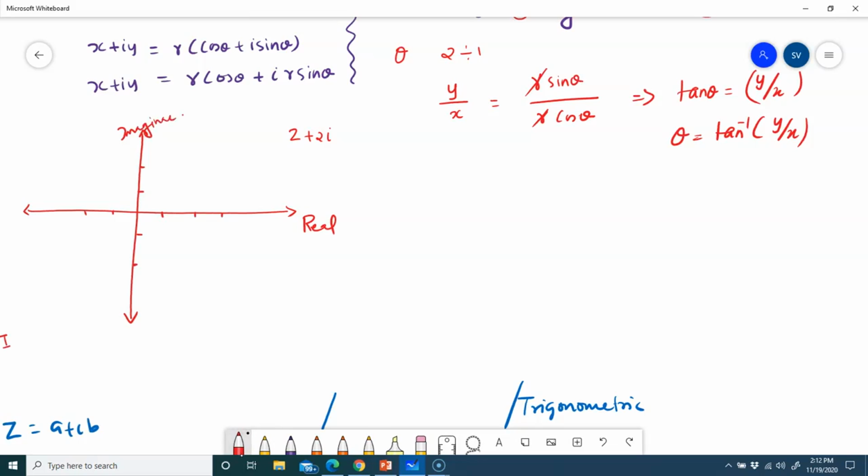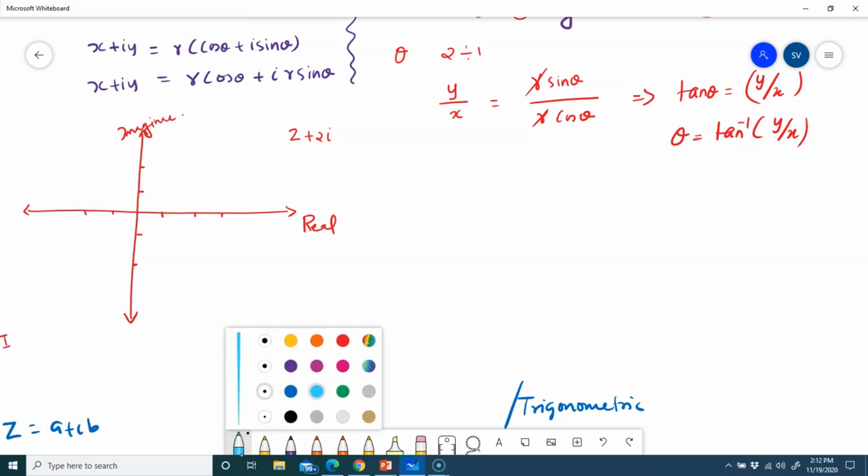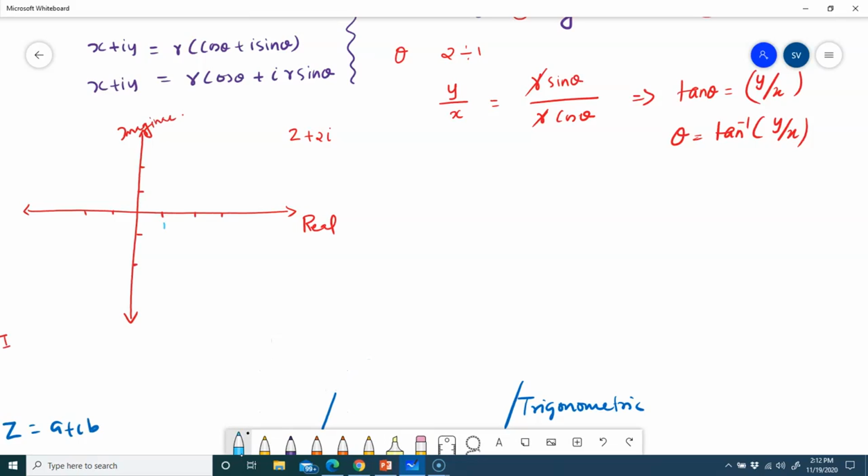So how can I plot this complex number? That is very important. 2 is the real part, so on the real axis you consider 2. And what is the imaginary part? 2 itself is the imaginary part, so go up 1, 2. So this is the point of the complex number 2 plus 2i. Suppose I join this with a line to the origin. That line represents the position of the complex number.